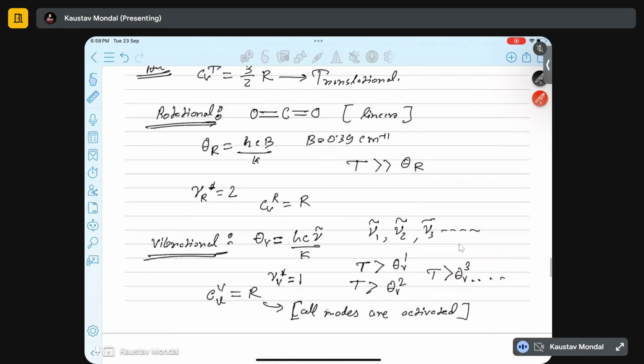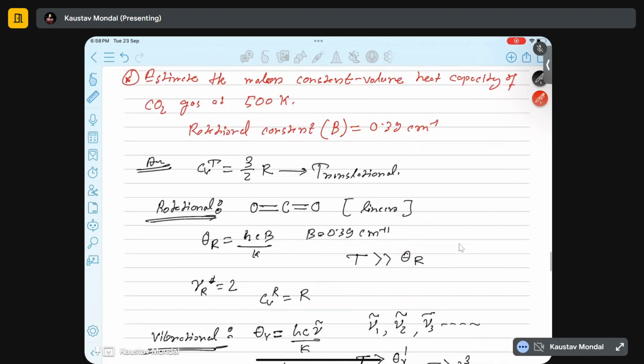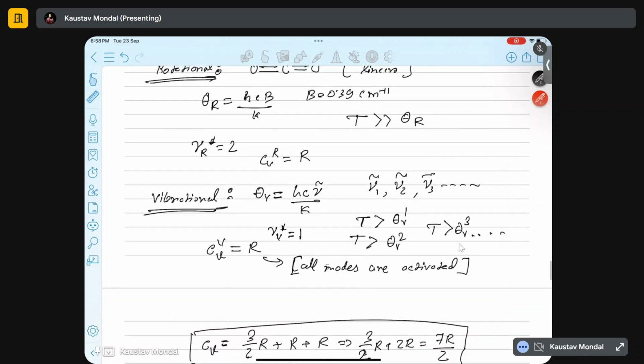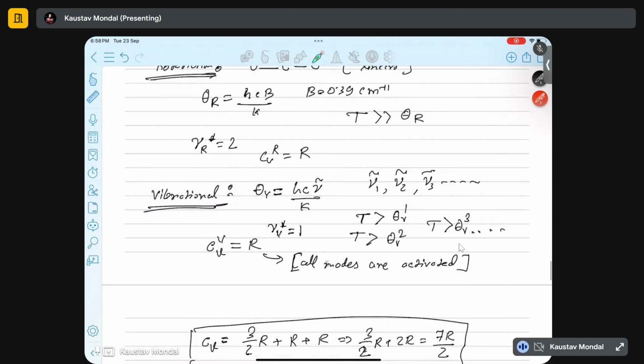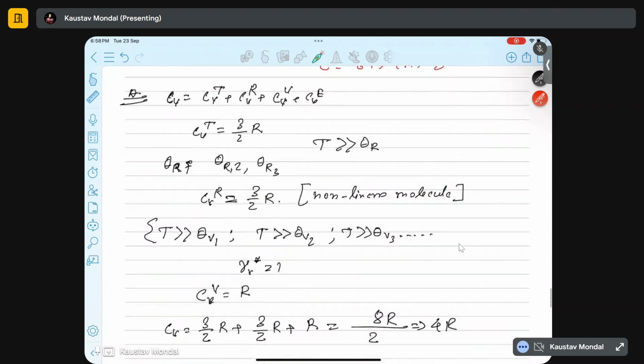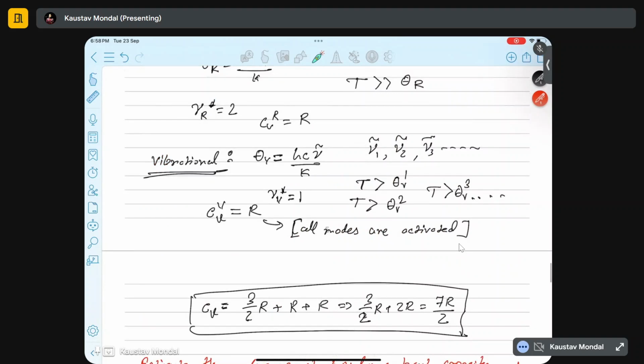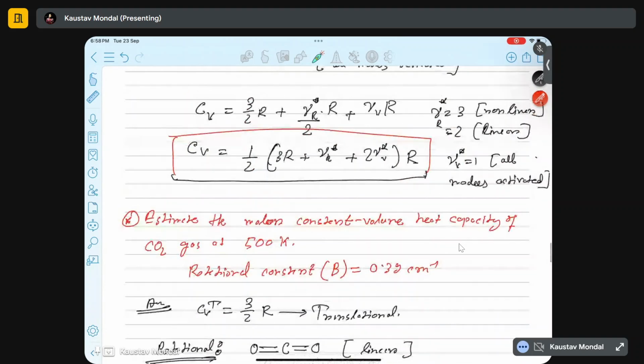In the rotational case, you have to check whether the molecule is linear or non-linear. For the linear case, you can take ν_R star equal to 2, and if it's non-linear, just like the second example, you have to take ν_R star, basically this quantity in the main expression. For the linear case, you can take it as 2. For the non-linear case, you have to take 3.